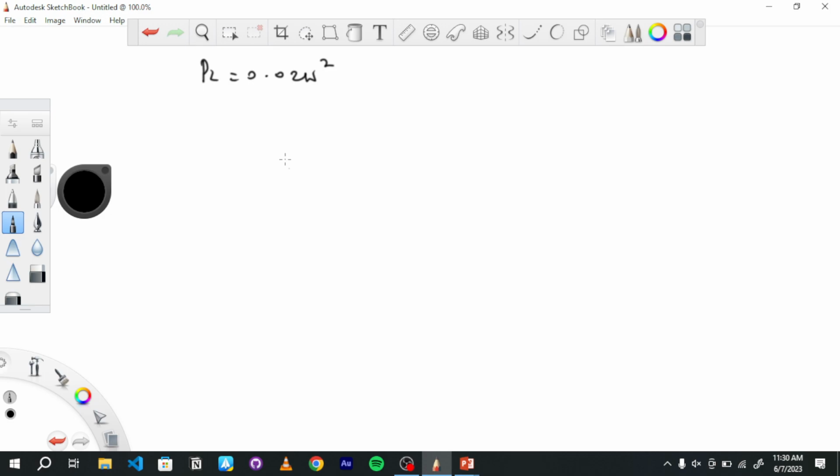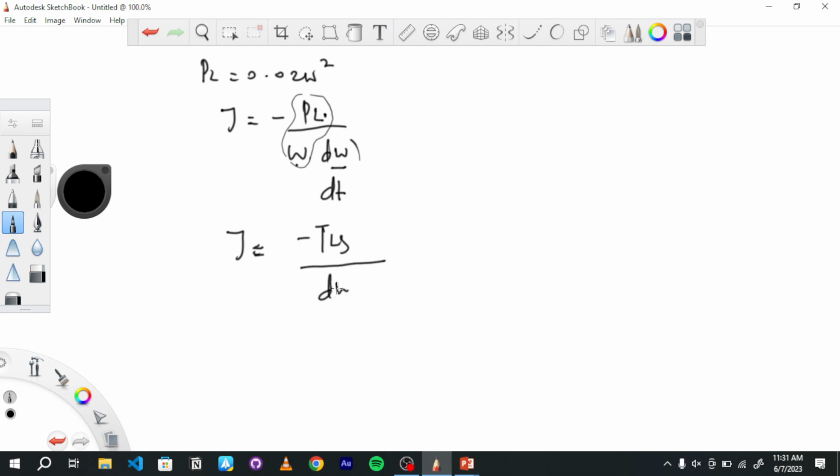Let's say we said that J is equal to minus PL over omega times the slope of the curve. This is the speed. This is the PL, which is given here. And we know that PL over omega gives us TLS, the loss torque. So TLS over the omega T.